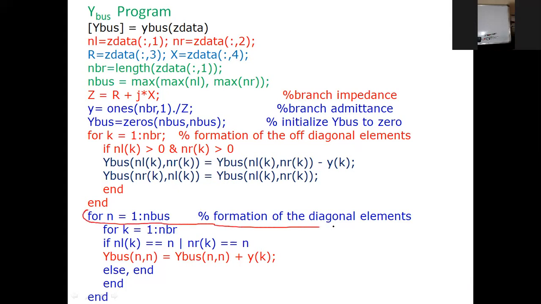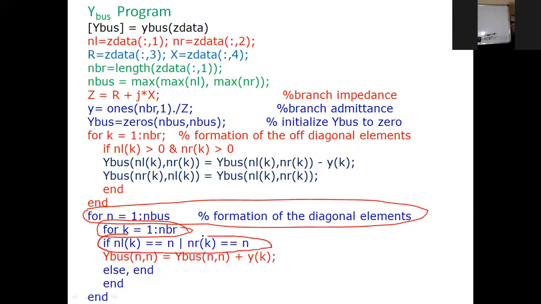I started a loop for formation of diagonal elements. I am considering all the elements. Condition for each element, I have to check it. What is that? If NL of k is equals to N, and you see that line I put it, this is AND symbol. The use of the AND symbol: both statements have to be satisfied.